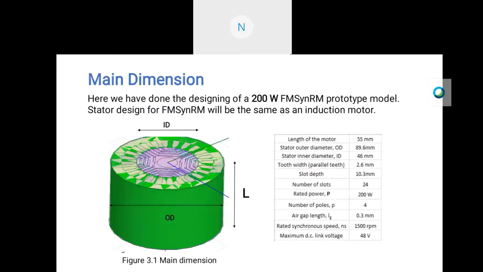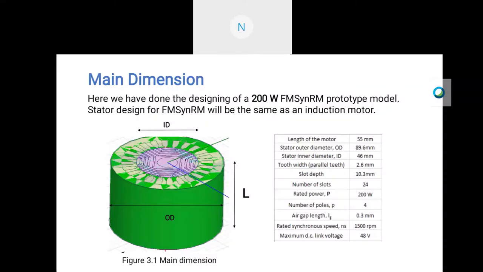Here we have done the designing of a 200 watt ferrite SSL prototype motor. The stator of this motor is the same as an induction motor, because changing the stator will cost so much more, like tooling cost and fabricating cost will increase. So we keep the stator design the same, and we work only on the rotor. Here we have calculated all the values for that much power output.